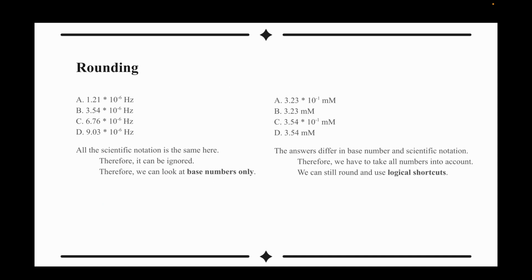Sometimes we'll get answers that differ both in the base number and in scientific notation. Here we can see that A and B are both 3.23 and C and D are 3.54, but A and C are multiplied times 10 to the negative 1st and B and D are not. Because of this, we have to take into account all numbers in our equation. But we can still round and we can still use logical shortcuts too.